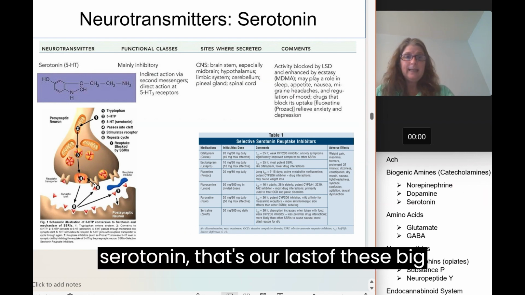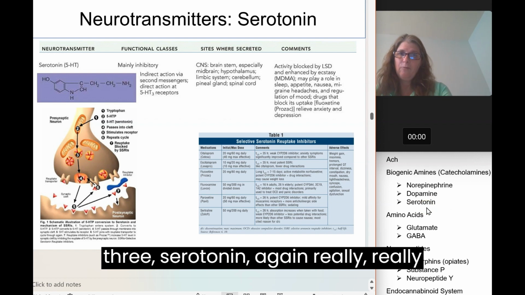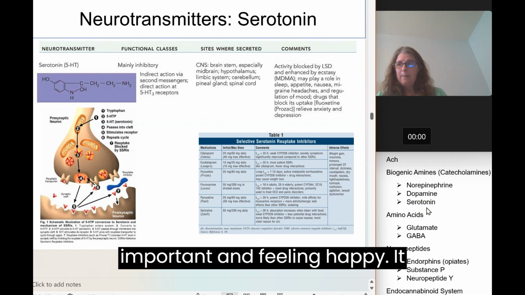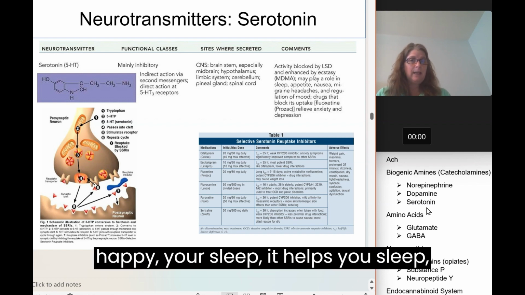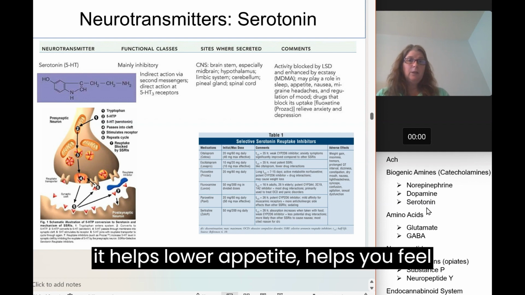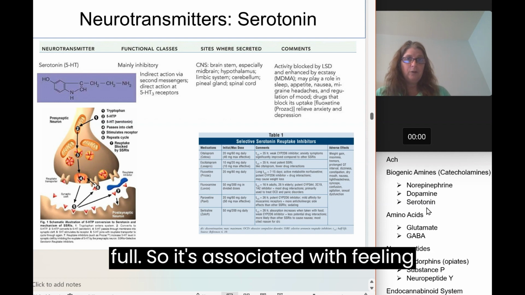Now, when we look at serotonin, that's our last of these big three. Serotonin, again, really, really important in feeling happy. It regulates your mood, helps you feel happy, your sleep, it helps you sleep. It helps lower appetite, helps you feel full.